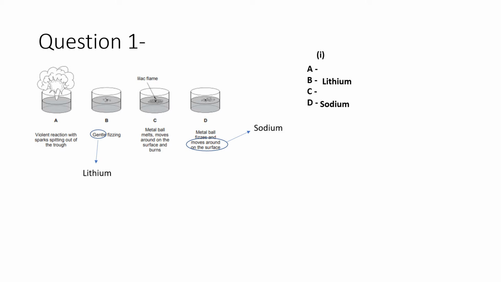C gives us a vital clue that there is a lilac flame. In the video, we discussed how potassium moves more violently around the surface and it can self-ignite to give a lilac flame. Remember, potassium gives a lilac flame test, so clearly the answer for beaker C would be potassium.